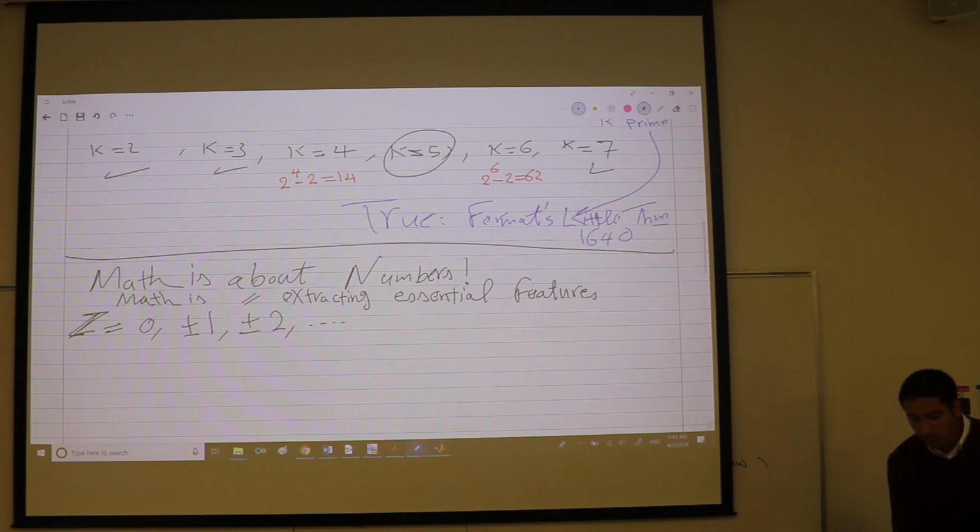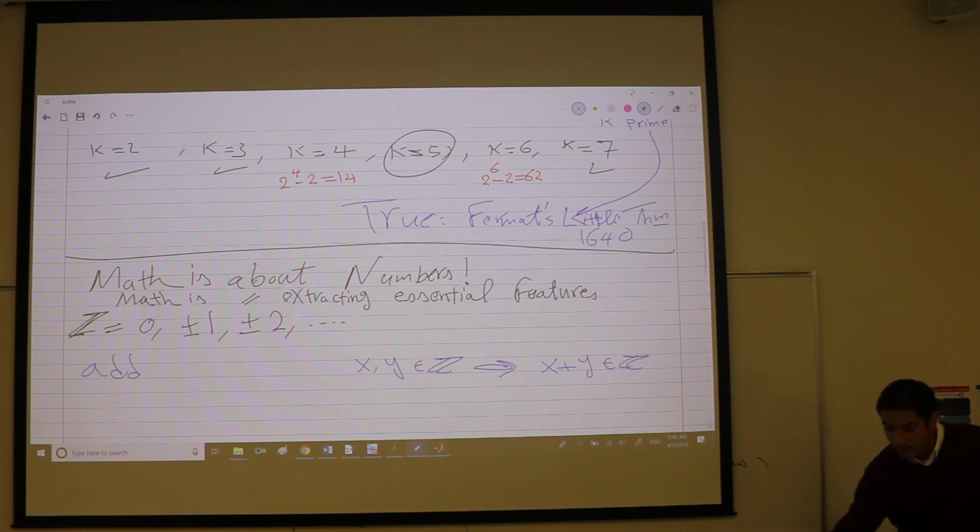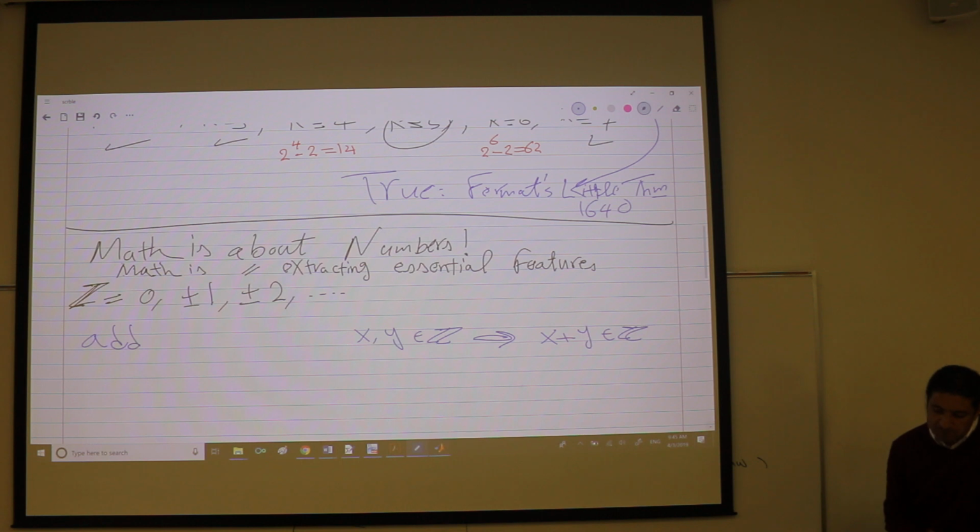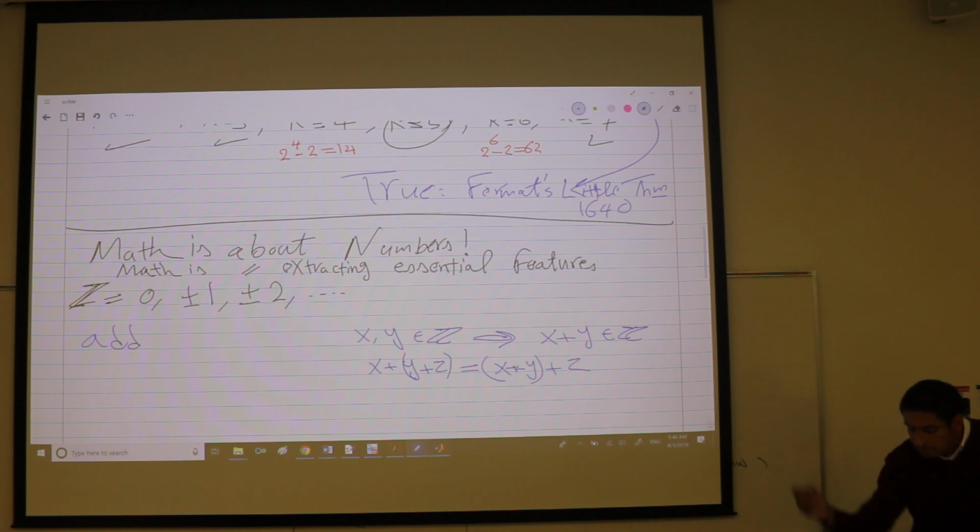Let's see. What can we do with the integers? Well, we can add two integer numbers to get an integer number. So if x and y are in the integers, the addition of them is in the integers, right? What else? There is the associativity property, which is, the order doesn't matter much. So x plus y plus z, it doesn't matter which order you do first, right? Okay.